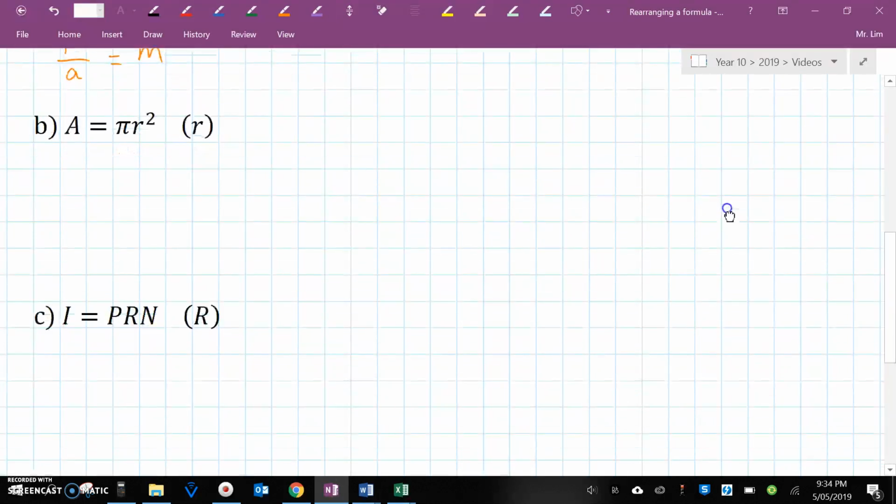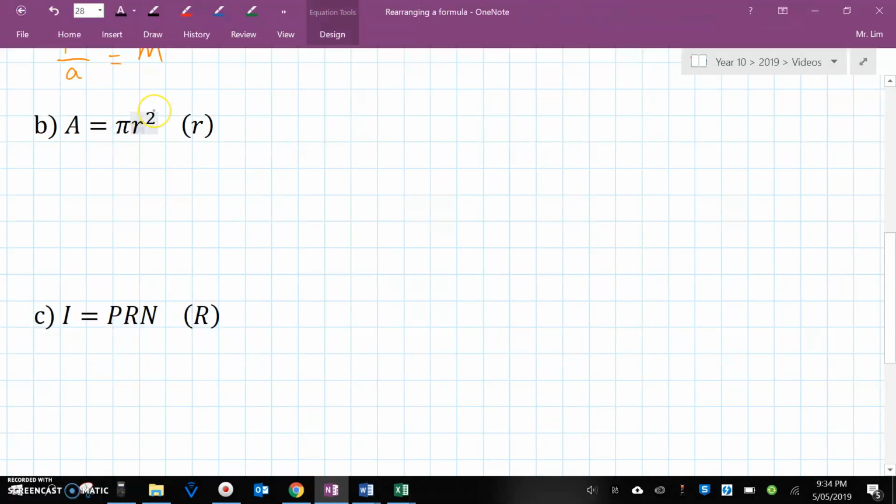In question B, we have A is equal to pi r squared. This is the formula for the area of a circle. We want r to be the subject. That means we need to get rid of this pi and this square. The first thing we need to do is get rid of that pi. It's pi times r squared, so the opposite of times pi is divide by pi. So A divided by pi is equal to r squared.